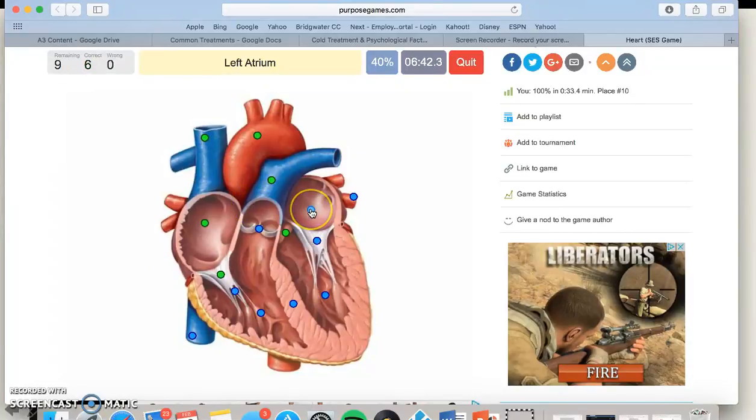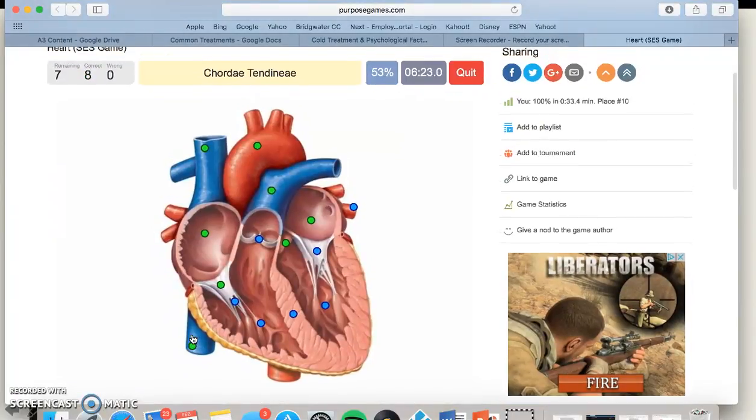The left atrium is just here. This collects oxygenated blood from the lungs and contracts to push blood through the bicuspid valve to the left ventricle. The inferior vena cava, this delivers deoxygenated blood back to the heart from the lower body. The chordae tendineae is here. These are cord-like tendons that attach to the tricuspid and bicuspid valves. They prevent the valves from turning inside out.